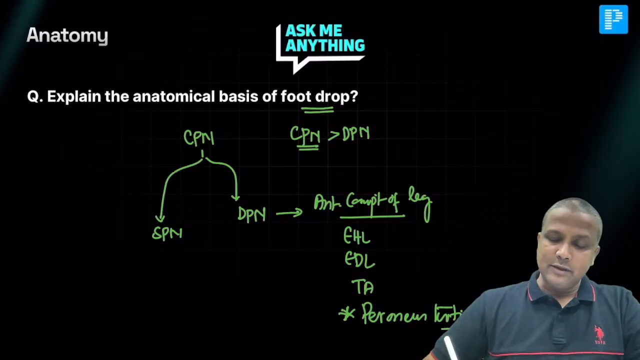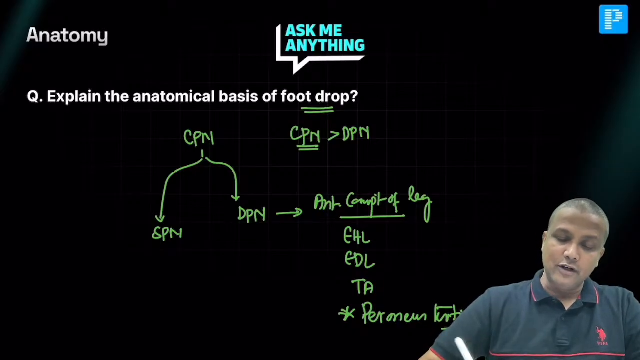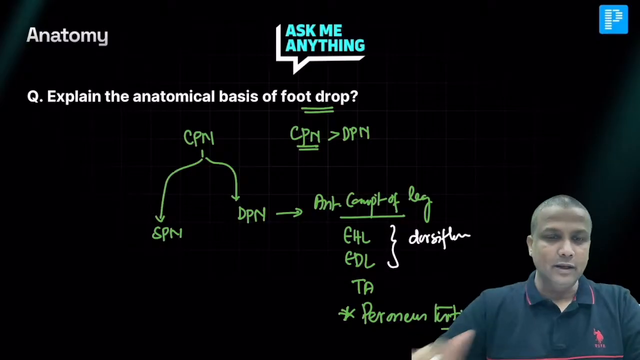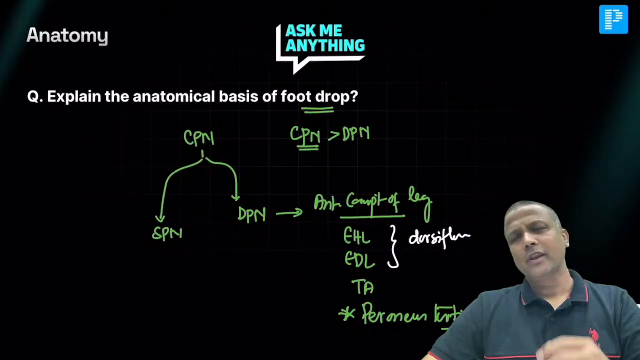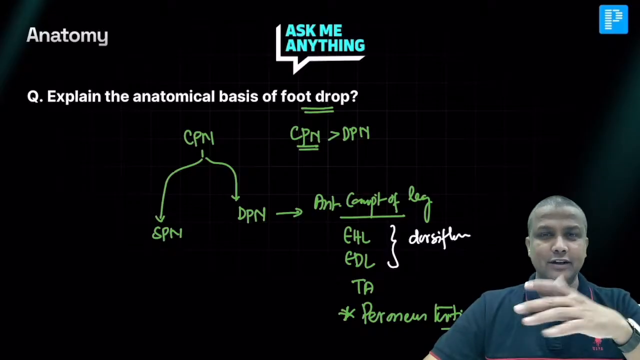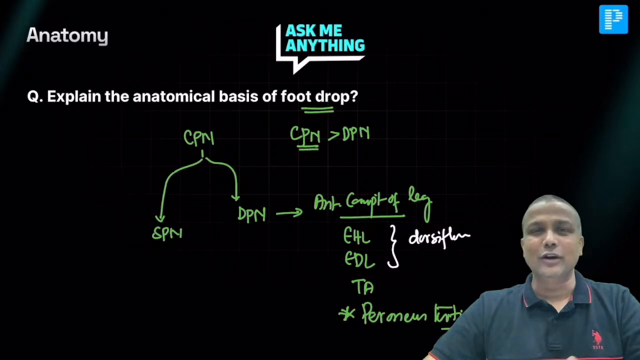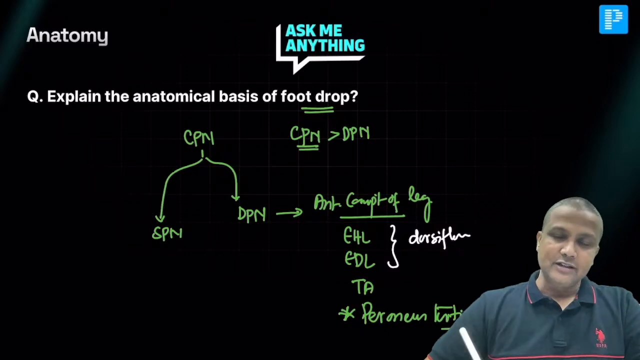Now, out of these muscles, remember, extensor hallucis longus and extensor digitorum longus help in dorsiflexion of the foot. Now, if these extensors are lost, of course, your foot cannot be dorsiflexed, it will be dropped. That condition is referred to as foot drop. So that is the approach here.